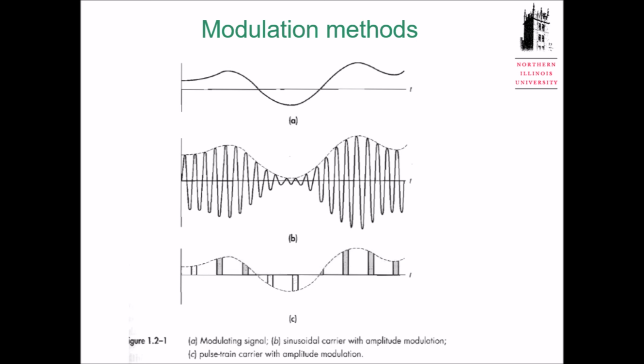Chapter 5 and 6, we talk about continuous wave modulation. Chapter 7, we're going to discuss pulse modulation. So here just a kind of introduction. Any problem? Any question for the two categories, continuous wave and pulse modulation?